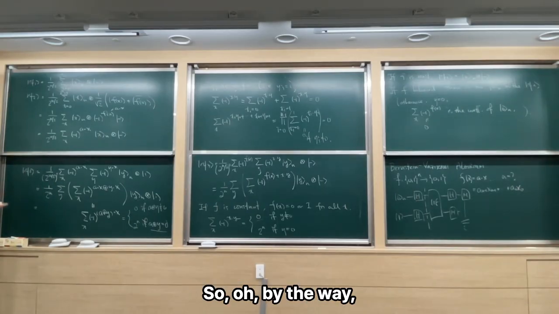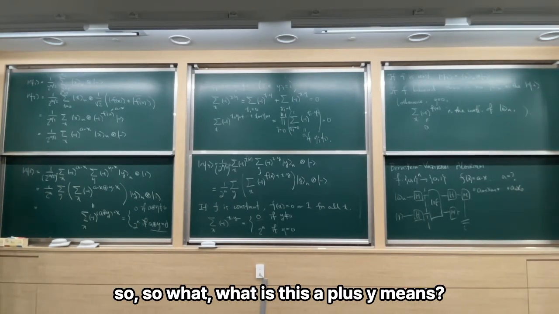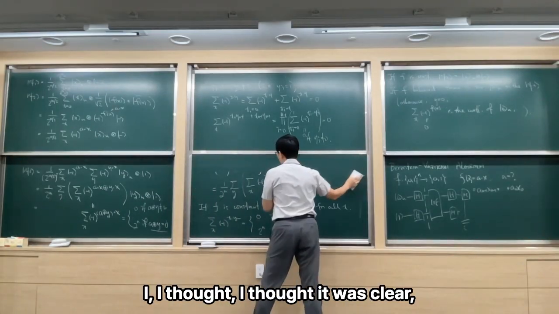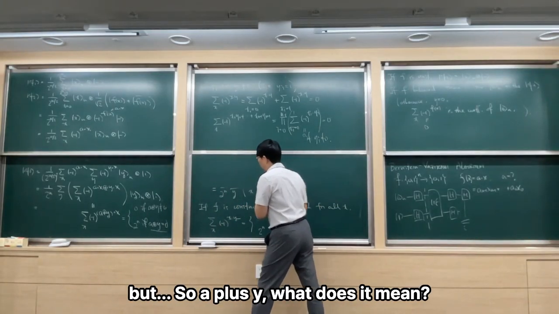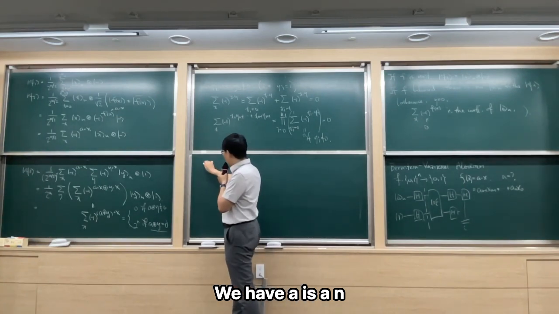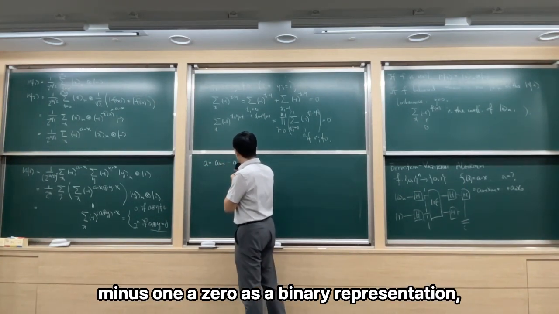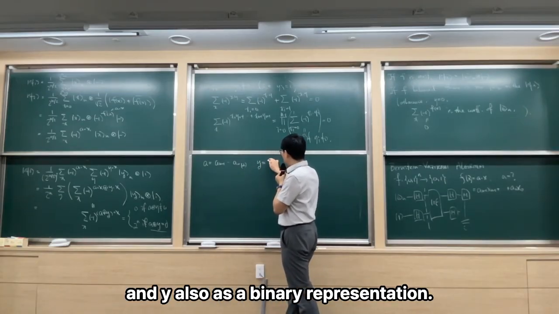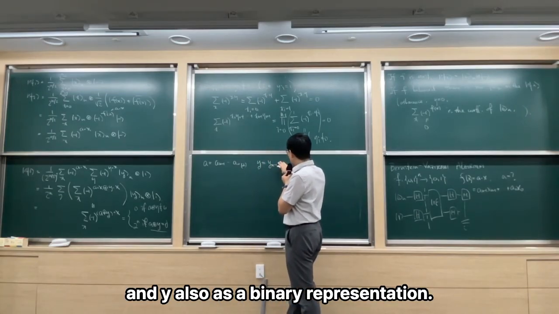By the way, I mentioned a plus y. I thought it was clear, but what does a plus y mean? We have a as a binary representation a(n minus 1) through a0, and y also as a binary representation.